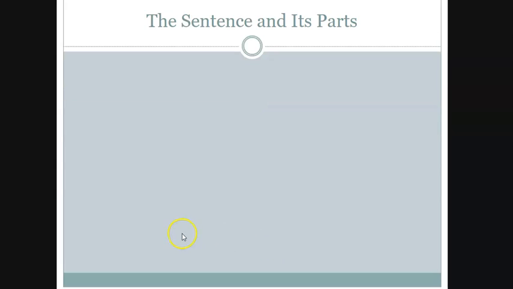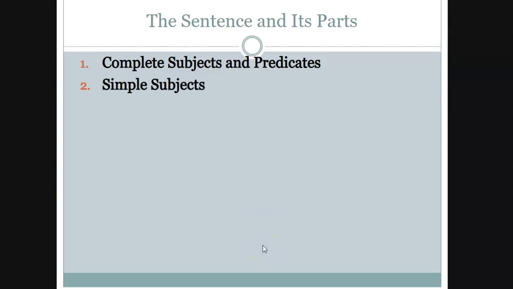Hello my dear students, in today's lesson we're going to talk about the sentence and its parts. So what kind of sentences can you find in the English language? So what about the sentence?